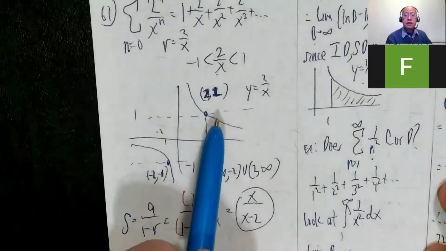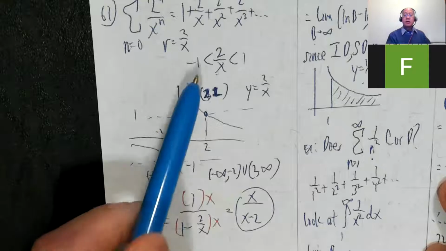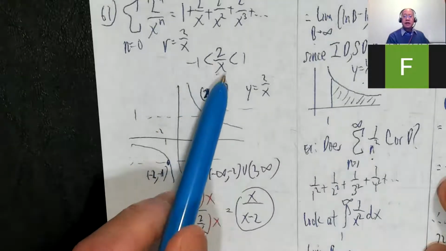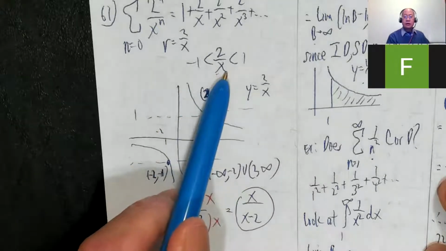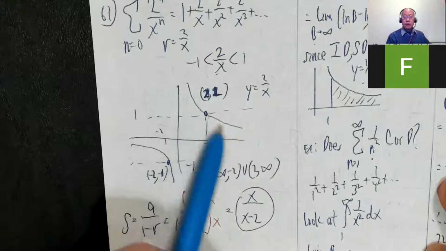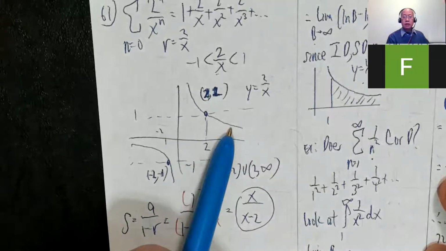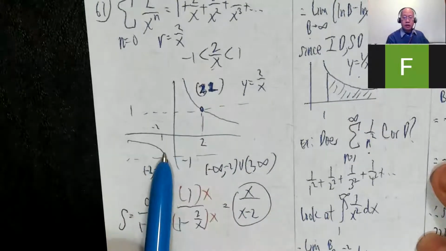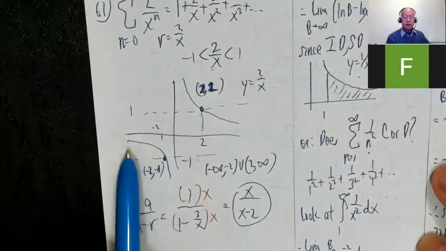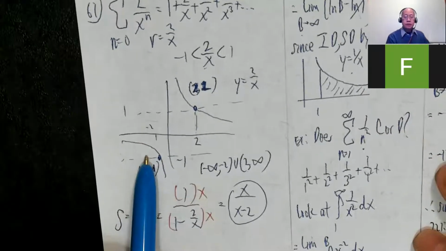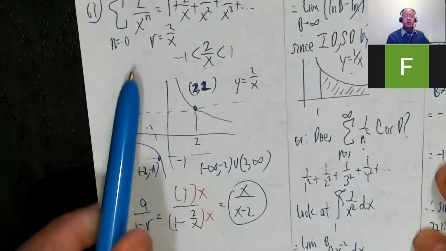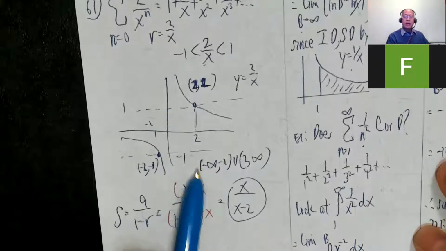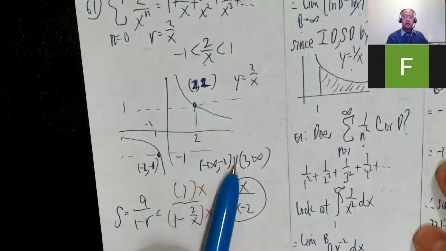Okay, so I want the graph to be less than 1. Well, that would be from 2 to infinity. But greater than -1. Well, that's from -infinity to -2. Okay. So where will this series converge? From -infinity to -2, union 2 to infinity.